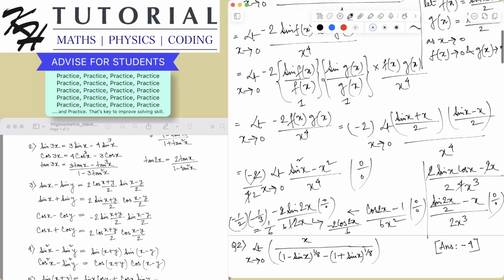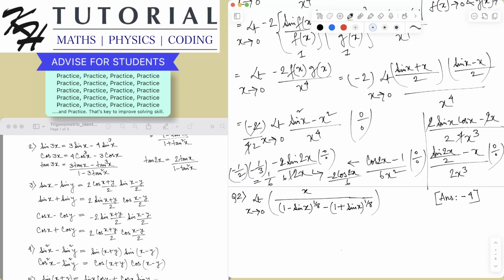So it is extremely normal that you apply mixed concepts and methods to solve a limiting problem. There are various ways: L'Hopital's rule, using expansion series, the rationalization method, and then standard results. All these multiple concepts you have to apply to solve a limiting problem, especially one that comes in competitive examinations.